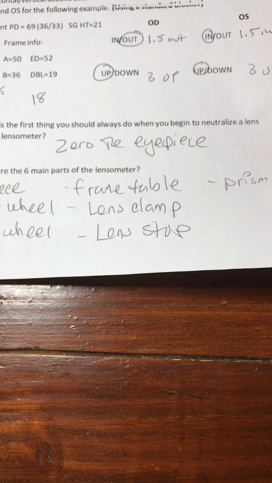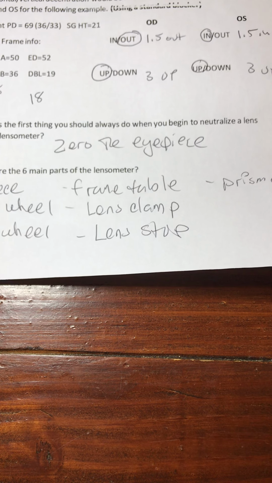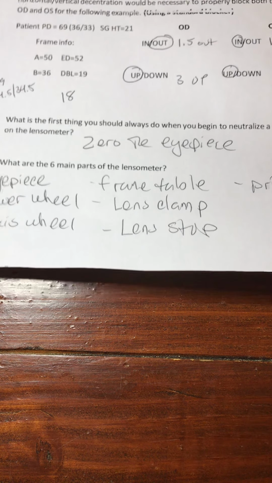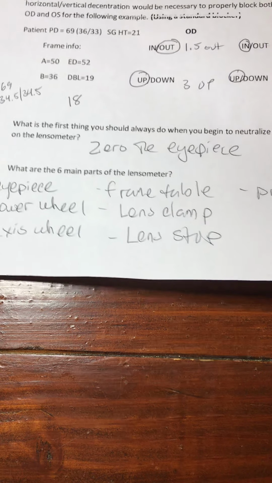Next one, of course, is what's the first thing you always do? You zero the eyepiece. Main parts of the lensometer. I think everybody got this. We'll just skip that one. If you have a question, let me know.